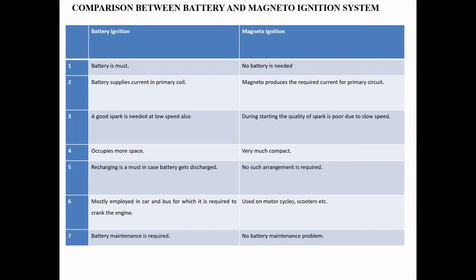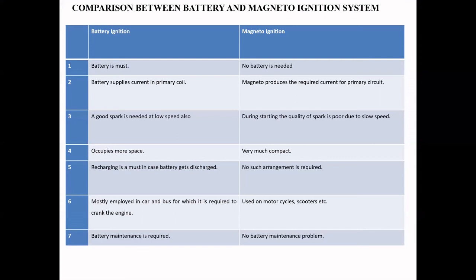As I said, the battery supplies the current to the primary coil in battery ignition system, whereas the battery is absent in magneto ignition system, and whatever current is required by the primary coil is supplied by the magneto. Magneto will produce the power, the current, and the voltage that is supplied to the primary circuit of magneto ignition system.